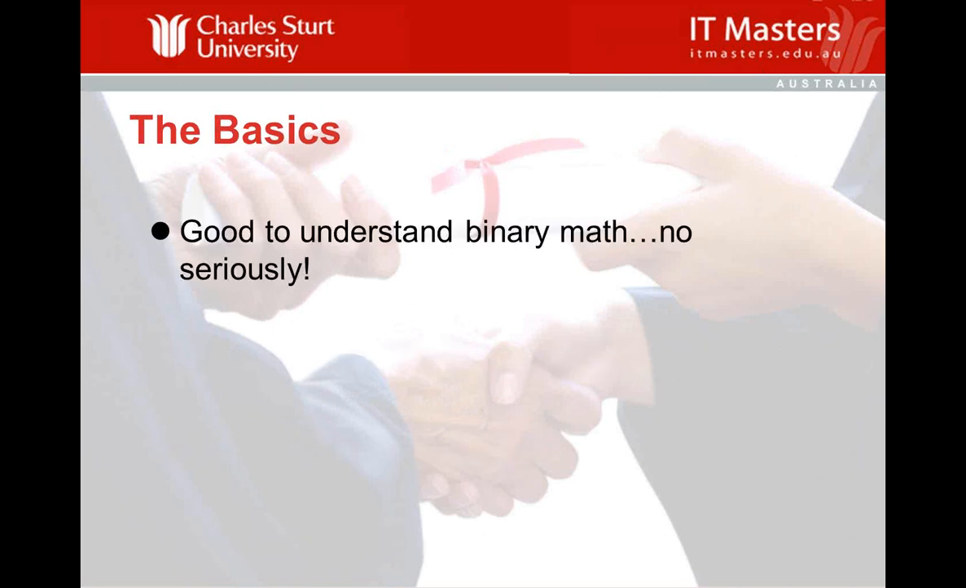Okay, so the basics. It's very good to have an understanding of binary math. I'm very serious about that. So it's not just a zero is off and a one is on type thing. You really need to understand, in particular with subnetting, the logical AND function. And we're going to have a look at that in a minute. And you'll see why, throughout this lecture, knowing what the AND function is all about is very important to good subnetting.